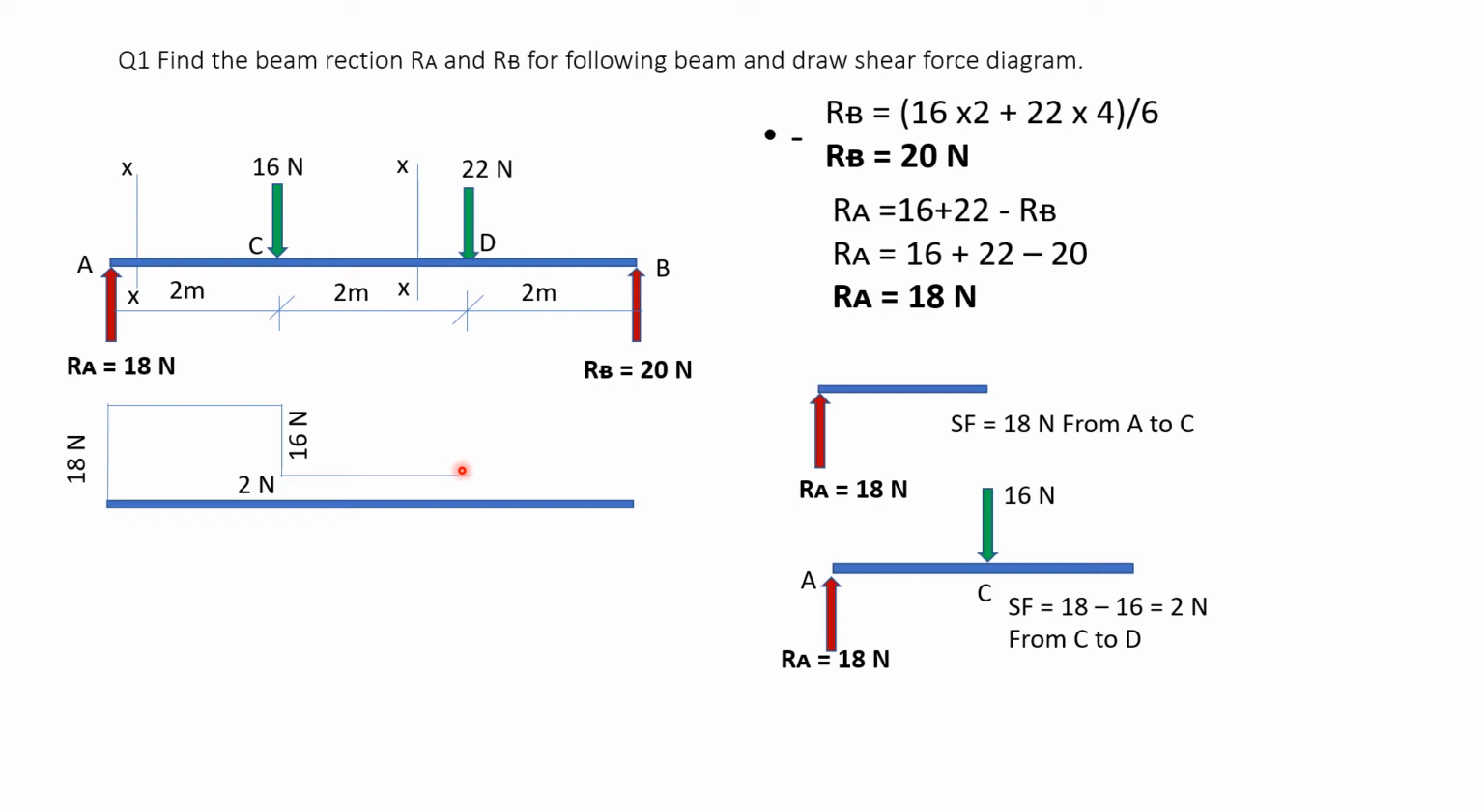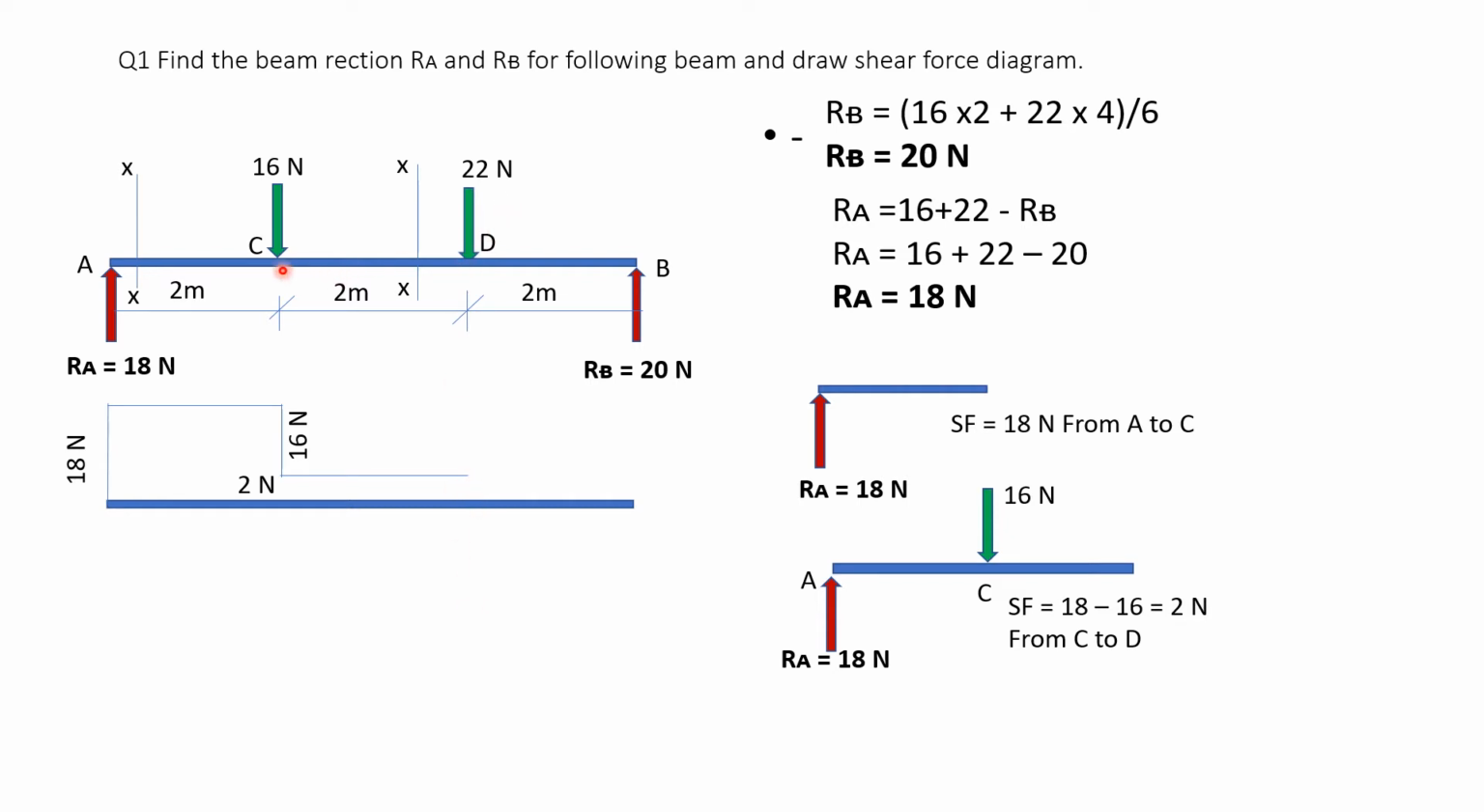So what we have to remember is that when there is a point load acting on the beam and there is no other force, the shear force diagram is a horizontal straight line. And wherever there is a point load, if it is 16 going down, you go down by 16. If it is 18 going up, you go up by 18. Now here this is 22 going down, so from this point we have to go down by 22.